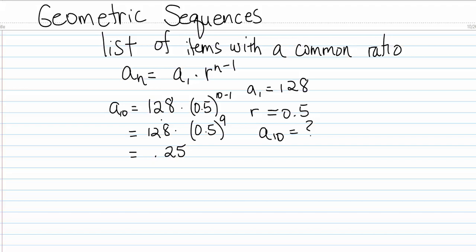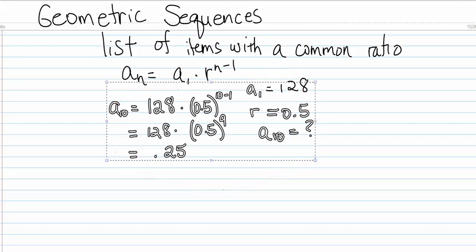Okay, so the first time we would have done 128 times 0.5. That would take us to 64. 64 times 0.5 is going to take us to 32. So we just keep cutting our numbers in half, and if we do that 9 times, we get to the 10th number in the list, which is 1/4. Rather than doing that 9 times, though, we can use the formula to help us get that.